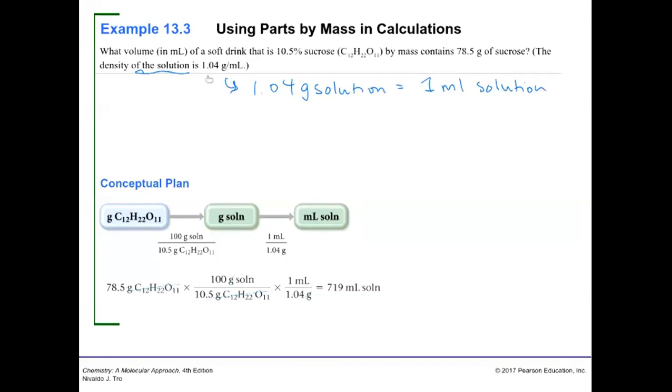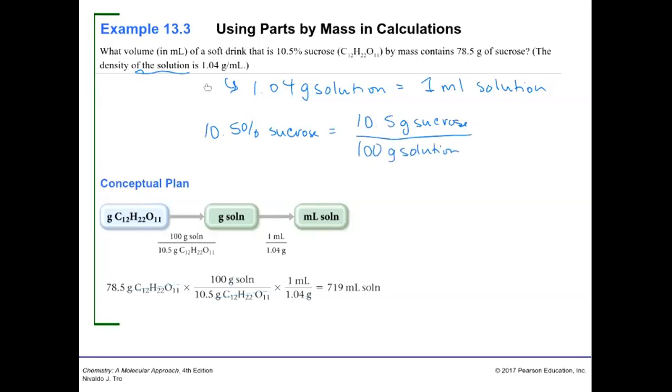So we're trying to find the volume of the solution. We know how to find the volume of solution if we can find the mass of solution, because we have a way to connect those. And we can find the mass of the solution if we know the mass of the solute using our mass percent. And down here they show you, so we had 10.5% sucrose, and percent means per 100, so that's the same as 10.5 grams sucrose goes with 100 grams solution.